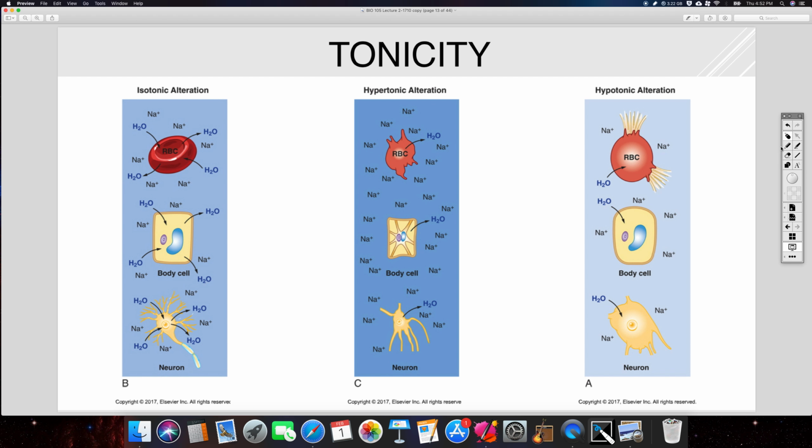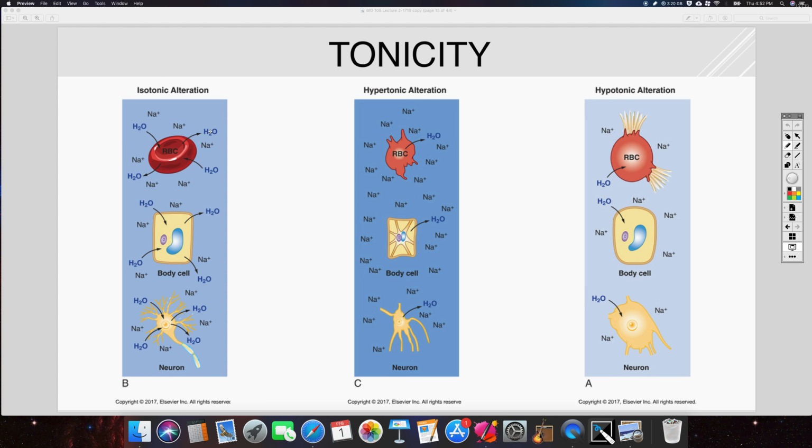Okay, so tonicity, we reviewed this in class. If you have an isotonic alteration or an isotonic solution, that means the concentration of stuff outside of the cell is the same as the concentration inside. Therefore, you have no net movement of water. Okay? In a hypertonic alteration, the concentration outside the cell is greater than the concentration inside the cell. Therefore, water is going to move out and the cell will shrink. And in a hypotonic alteration, the concentration is greater on the inside of the cell than the outside, so water moves in.